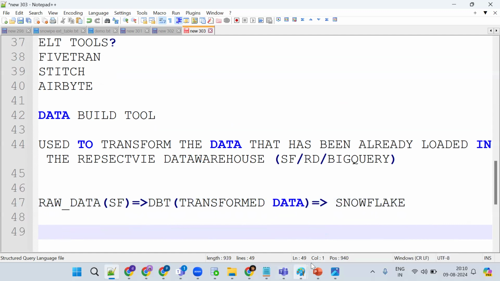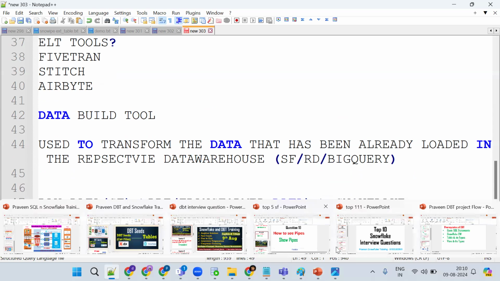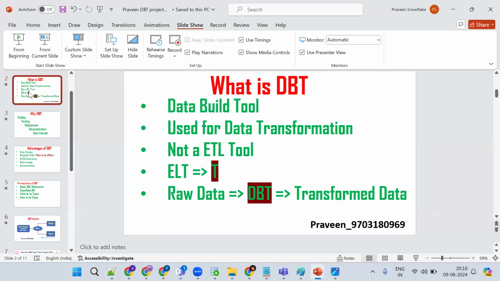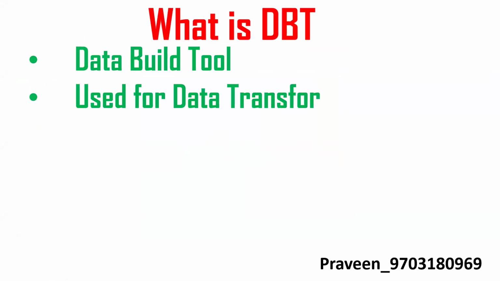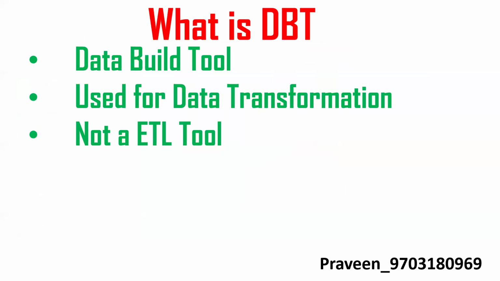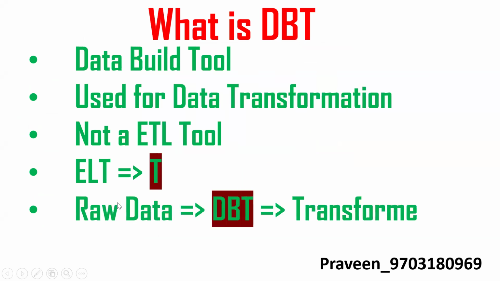Let me tell you one thing. I'll try to show the presentation, then you'll get some clarity. DBT is a data build tool used for data transformation purposes. It is not an ETL tool, not an EL tool. It mainly focuses on the transformation part. It takes the raw data that is already loaded and does the transformation. Got the point? Same thing.